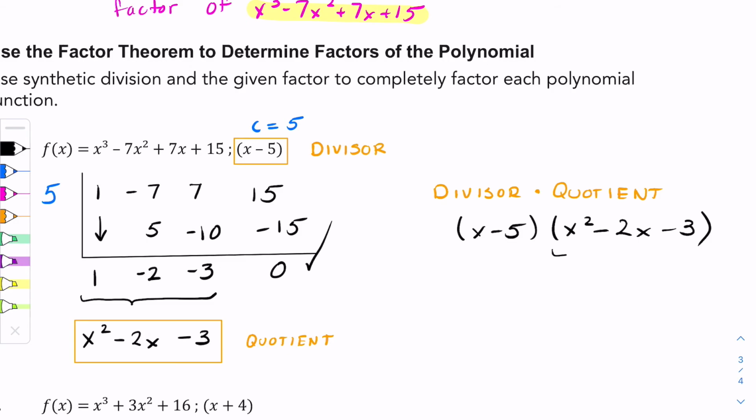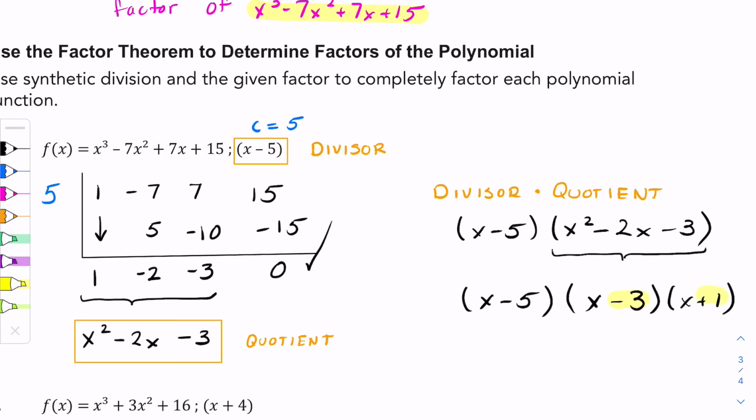You need to think and determine if that is factorable any further. It is. So our final answer is x minus 5 times x minus 3 times x plus 1. And the -3 and +1 multiply to -3 and add to -2. That's where those factors came from. This here is your final factored answer.